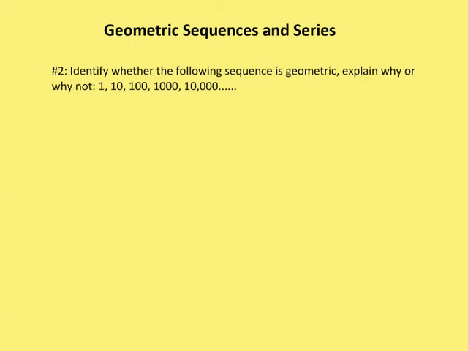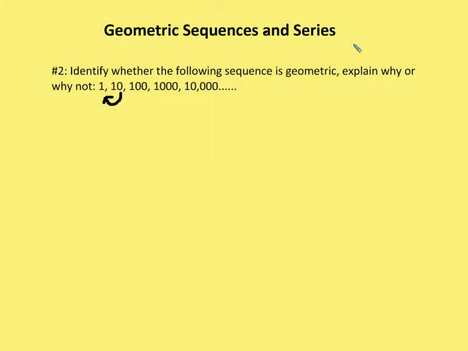So remember that we defined a geometric sequence as one in which there is a constant ratio between consecutive terms in a sequence. So the first question asks us to identify whether the following sequence is geometric and to explain why or why not. So remember, the common ratio, the constant ratio, is the ratio between one term to its preceding term.